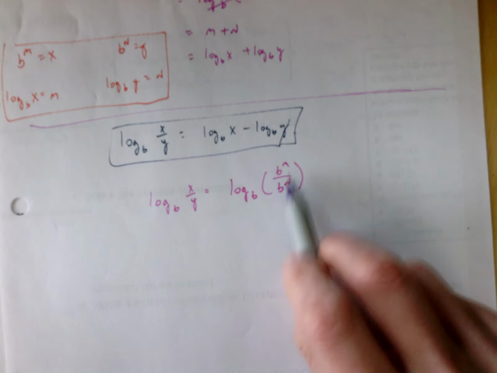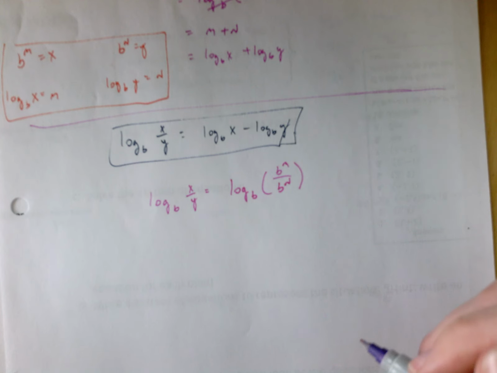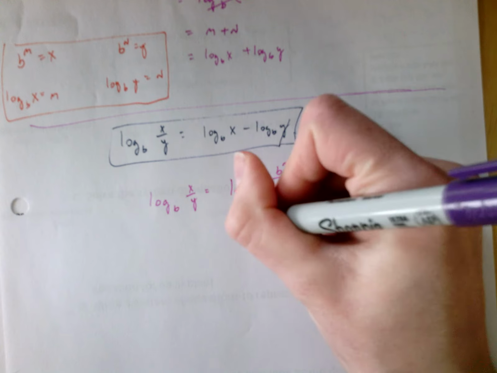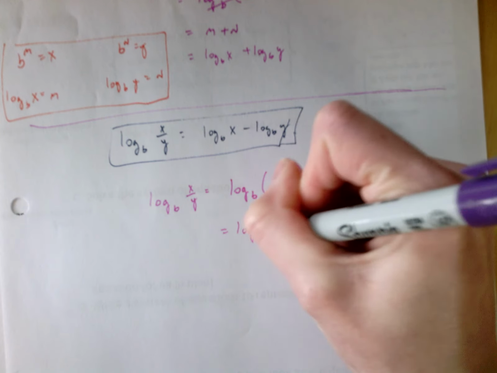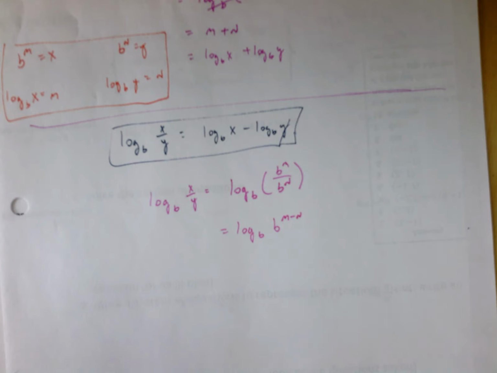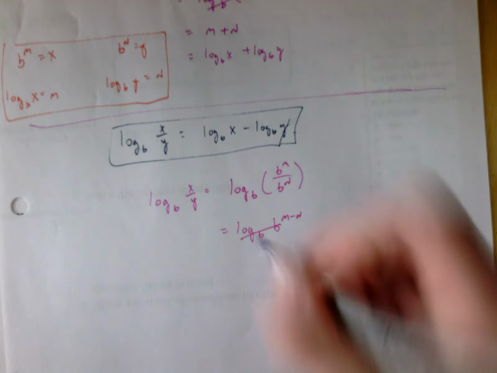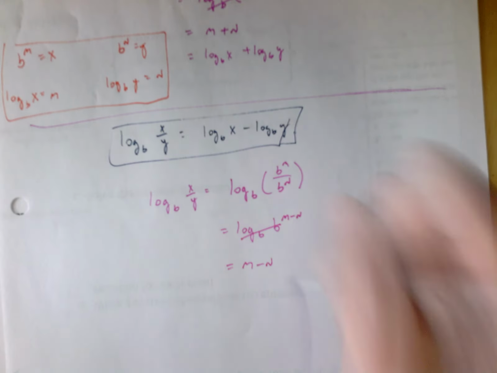Okay, well then this expression, when you divide two things with the same base, there's an exponent property that says you subtract the exponents, right? So this is the same as log base b of b to the m minus n. Okay, these have the same base values, so we know those are going to cancel out. That equals just m minus n.